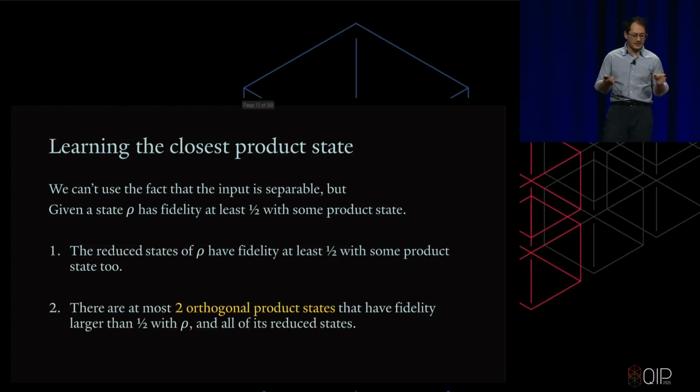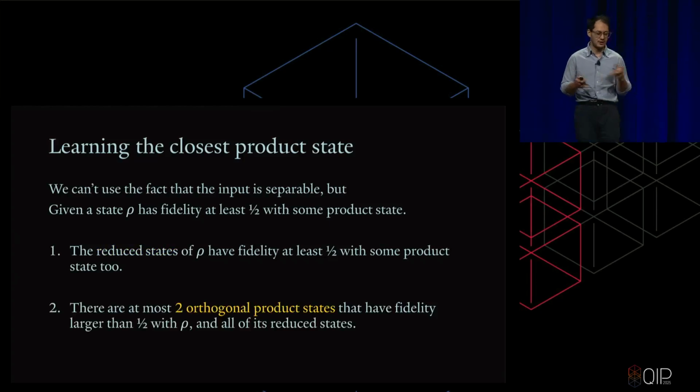And finally, there can't be too many good candidates. In particular, there is a pretty small net of good product states. I've said that if you give me more than 2 orthogonal product states that have fidelity larger than 1/2 with my input, then my state would have to have trace bigger than 1, so that can't happen. So I know that there are only 2 product states that have fidelity larger than 1/2 with rho.